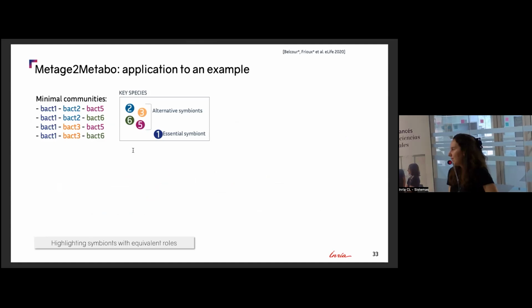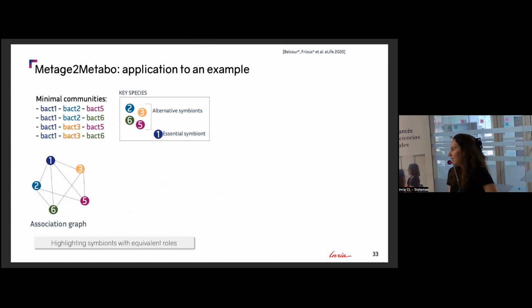When we look at them, we can see directly that there is one member, bacterium 1, that is present in every minimal community. That is already very important information. Apparently, it has some functions that are necessary to produce the compounds of interest. And then the others, what we call alternative symbionts, are in some minimal communities, but not all.